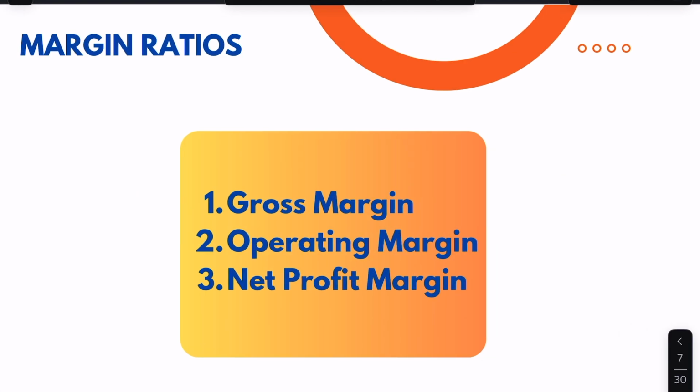Next, let's move on to margin ratios. This is also part of the profitability ratios. So margin ratios tell you whether the business is actually profitable. Just because a company makes sales, it doesn't mean it's making money. Margin ratios show how much the company keeps after covering the costs.